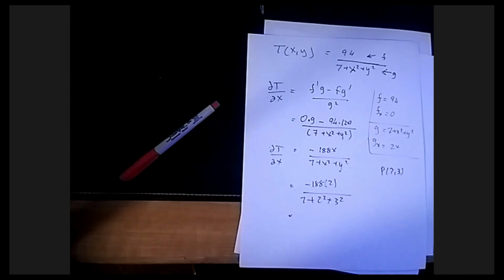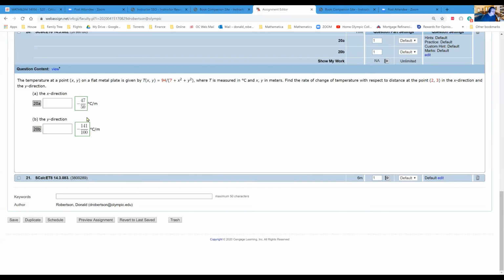Right, did that make sense? Let's go back and check what the answer is. Right, so one of those answers is negative 47, and the other one of those answers is negative 141. Now, if you're doing something in the x direction, so you're doing a slice that's parallel to the x-axis, can you see what you're doing there?